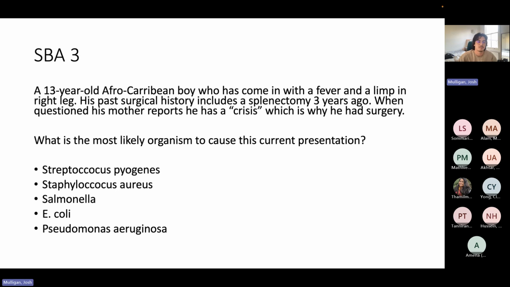So the fever and the limp makes you start to think about bone infections and osteomyelitis. So really from here, it's about whether you know the most common cause of osteomyelitis in sickle cell patients. It's basically salmonella. Normally osteomyelitis is most commonly caused by Staphylococcus aureus, but in this specific population, salmonella is the most common cause.